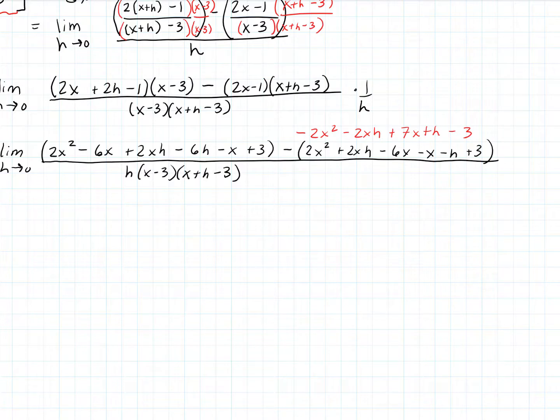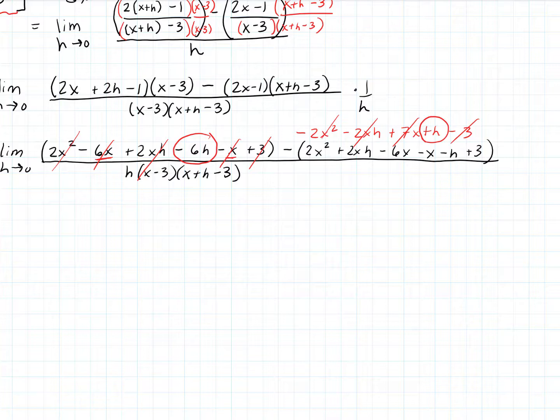So now the 2x squared and the minus 2x squared are going to cancel. Notice that I have a minus 6x and a minus x here, but then I have that positive 7x over there, so those will cancel with that 7x. I've got a 2xh, which cancels with a negative 2xh. I have a 3 and a negative 3. And look at all of that. What I have left here is a minus 6h and a plus h. That's literally all, this entire huge expansion has canceled, and I have minus 6h and plus h.